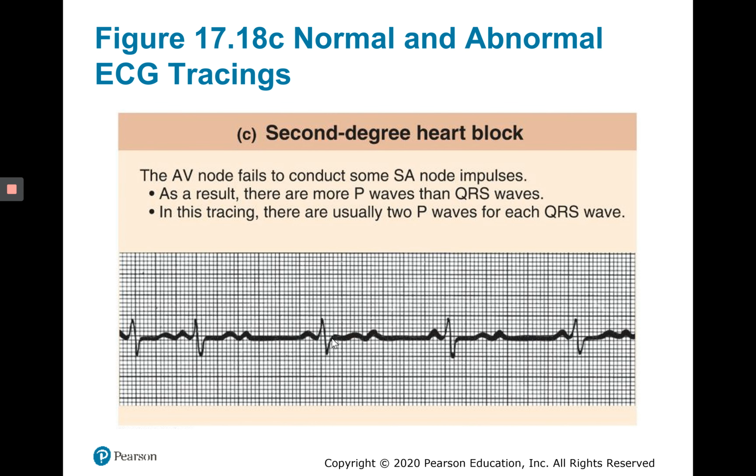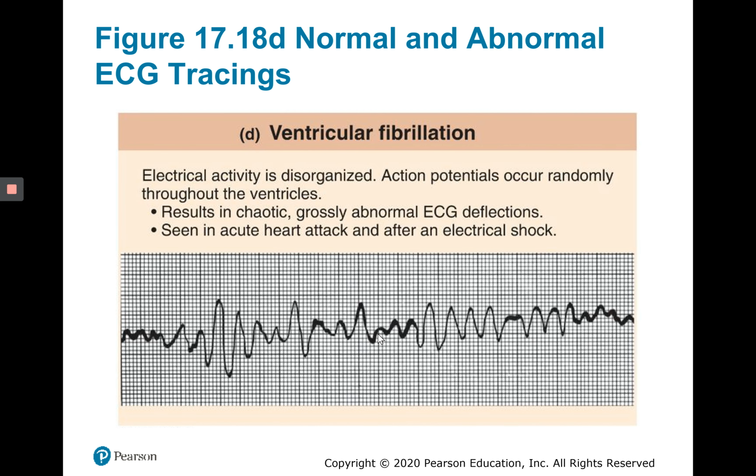Then you have second degree heart block, so something's wrong with the AV node, and we have failure to conduct some of the SA node impulses. As a result, there are going to be more P waves. That's what we're seeing here, these extra little blips. We're going to have not as many QRS waves, and that's what we would see with second degree heart block. So something's wrong with that electrical connection between the atria and the ventricles. If something's wrong with the organization of the electrical activity, say during ventricular fibrillation, it looks like something that's all over the place. It'll be a really chaotic EKG. This would be seen in acute heart attack or after electrical shock.